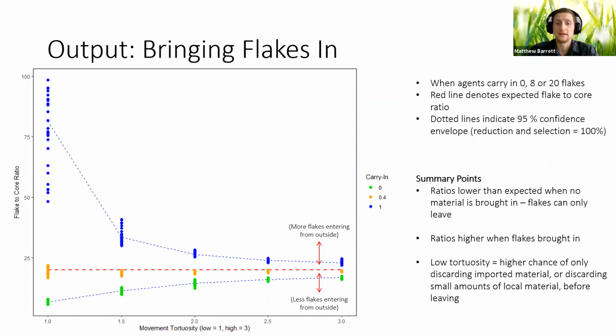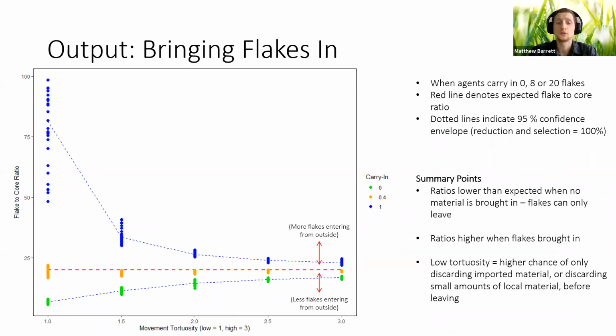When no flakes are brought in with an agent, the flake to core ratios sit below the expected value, reflecting the fact that flakes can only move out of the window. When the maximum number of flakes are brought in, ratios are higher than expected since flakes are being added to the assemblage. Particularly when movement is more linear, flakes that are brought in are discarded first before local material is worked. And since there's a higher chance of leaving without discarding many flakes, the ratio is much higher. Increased tortuosity, so agents sticking around longer, means that local production and discard occur more equally.